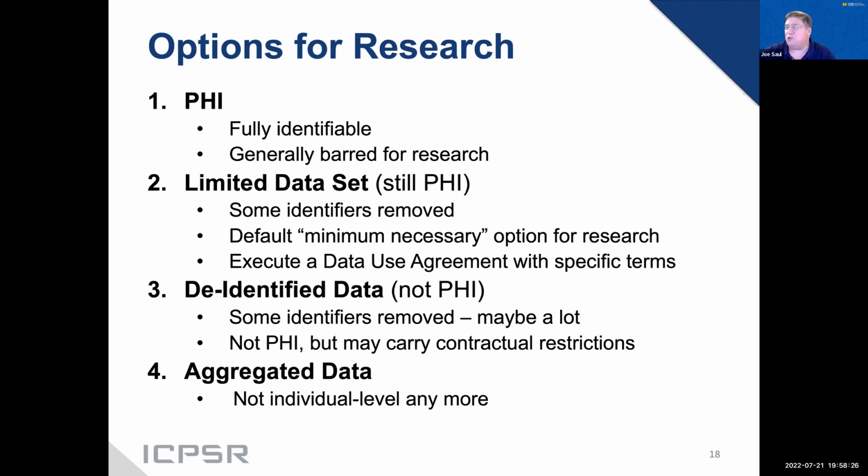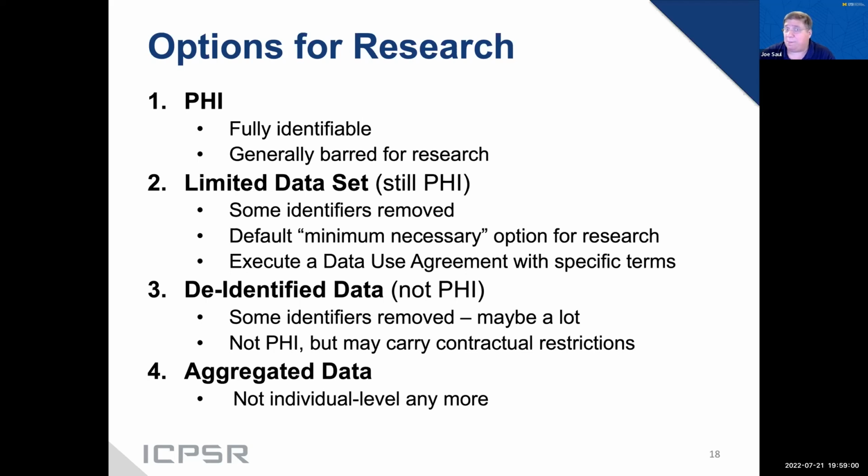One situation where you might get it is that someone might provide it to you, assuming that you can prove you have the correct security and privacy measures in place, so you can create a de-identified data set out of it, either for them or for other uses. So that can happen. Second option is what's called a limited data set, still PHI. Some identifiers have been removed to make it safer. And it's the default minimum necessary. If you want to do research, you have to prove you need something richer than that.